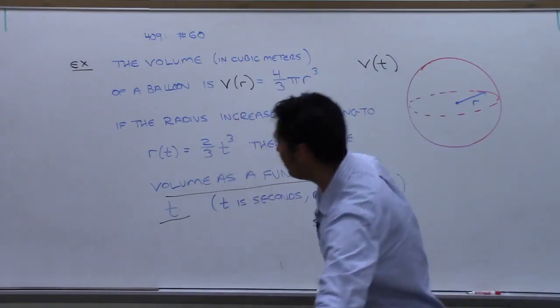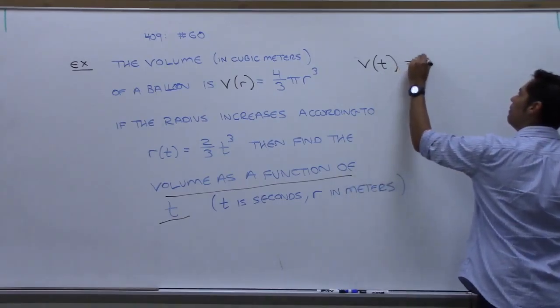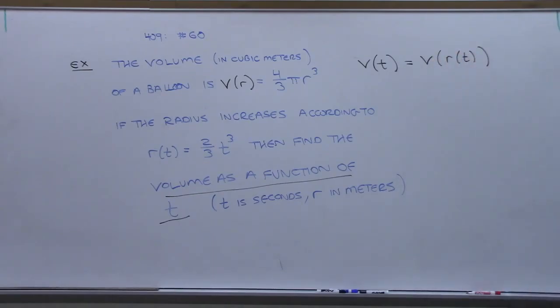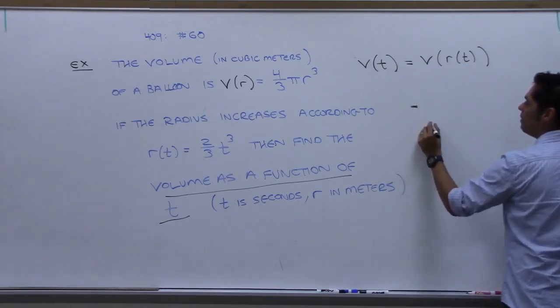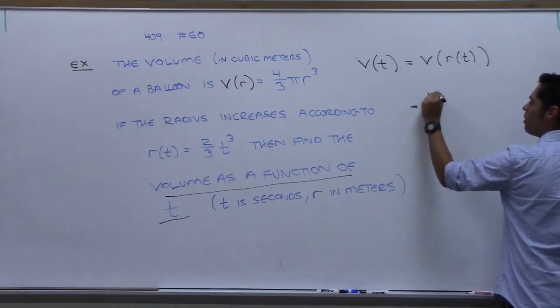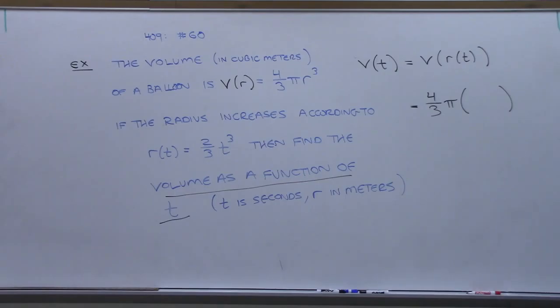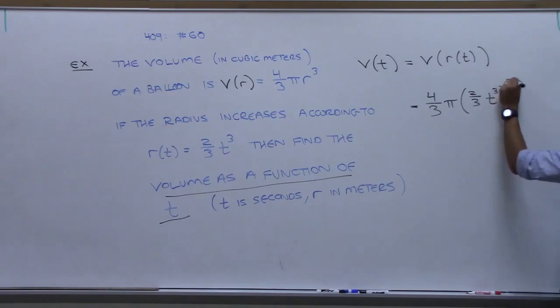So really this question is just asking you to find v of r of t. That's all they want. V of r of t. So plug in, let's take 4/3 pi, and then instead of r, we're going to use 2/3 t cubed, but then cube again, because that's r cubed.